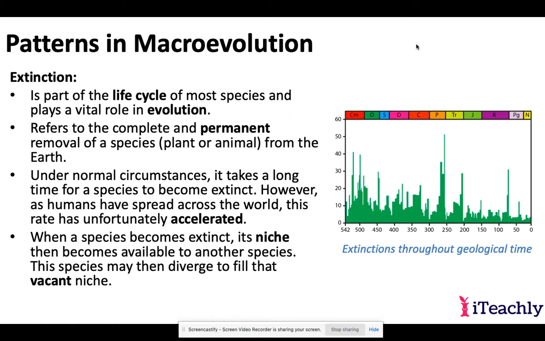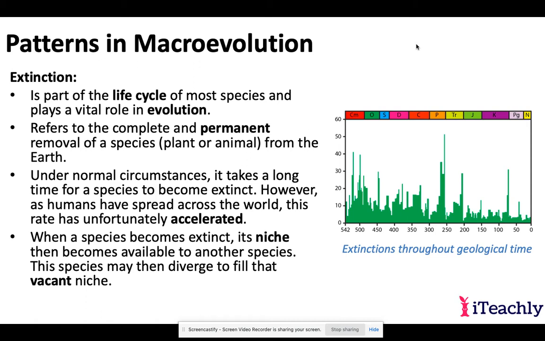So how does extinction play a role in this? So extinction is part of our life cycle. So it does occur. However, the rate at which it occurs is very different from what we're seeing now than what we've seen in the past. So this life cycle of these species plays a role in evolution. Once this life cycle of evolution occurs, it's permanent. So once we evolve into a new species, you can't go back.